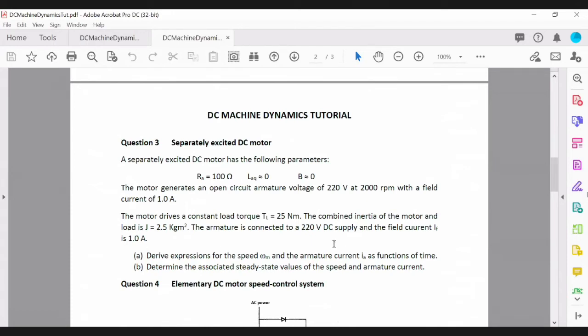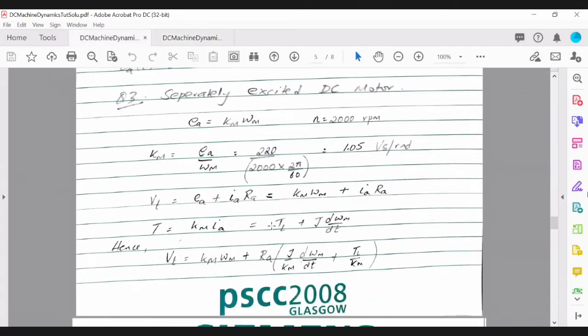So we are asked to derive expressions for the speed and armature current as functions of time, and then to determine its steady state value of the speed and armature current. Right, so that's all question 3.